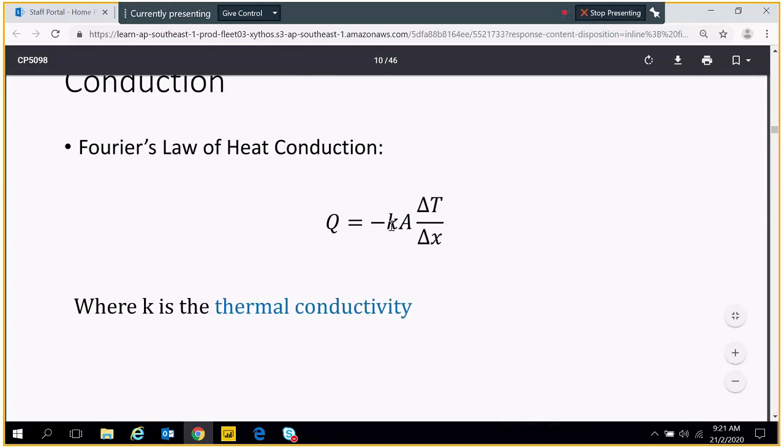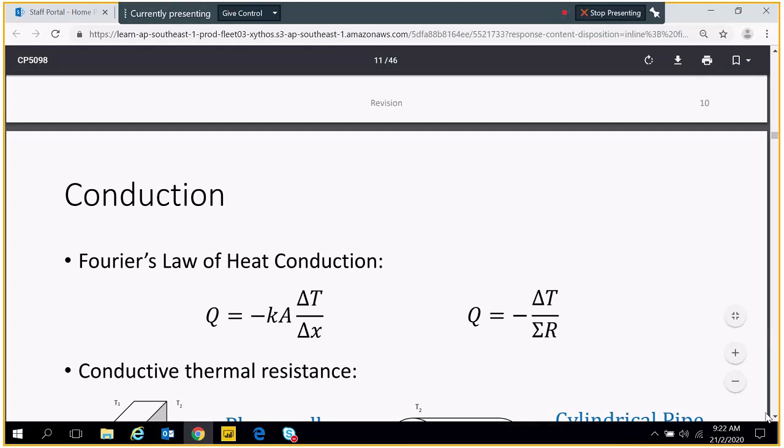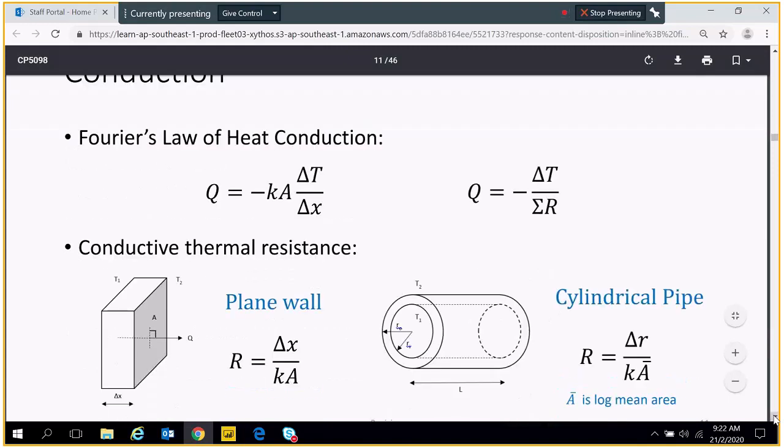Same also. Forget about your negative sign. Delta T is higher temperature minus lower temperature. Delta X is a thickness, wall thickness. The K is a thermal conductivity. Unit is watt per meter per Kelvin, W over m·K. This is the Fourier's law of heat conduction.